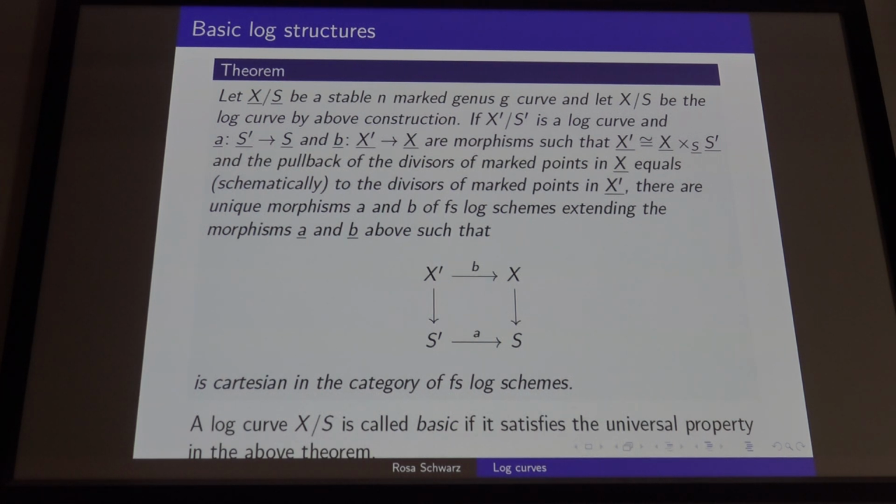this is sort of important because this theorem, or at least the concept basic, sort of explains why log curves really look a lot like marked or nodal curves, because for every stable n-marked genus G curve there is a unique basic log structure making it into a log curve. So there's really a correspondence here.